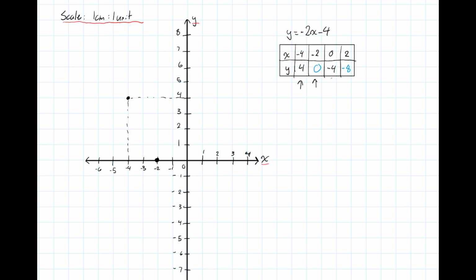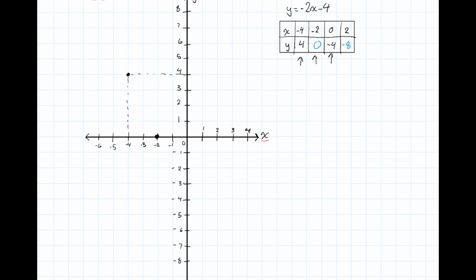So let's move on to the third column. The third column says we go to the point x is equal to 0, and then we need to go down 4 spaces. Whenever you see a negative, that means you're going down for the y, or if you're in the x direction, you go to the left. So we're just going to plot 0, negative 4.